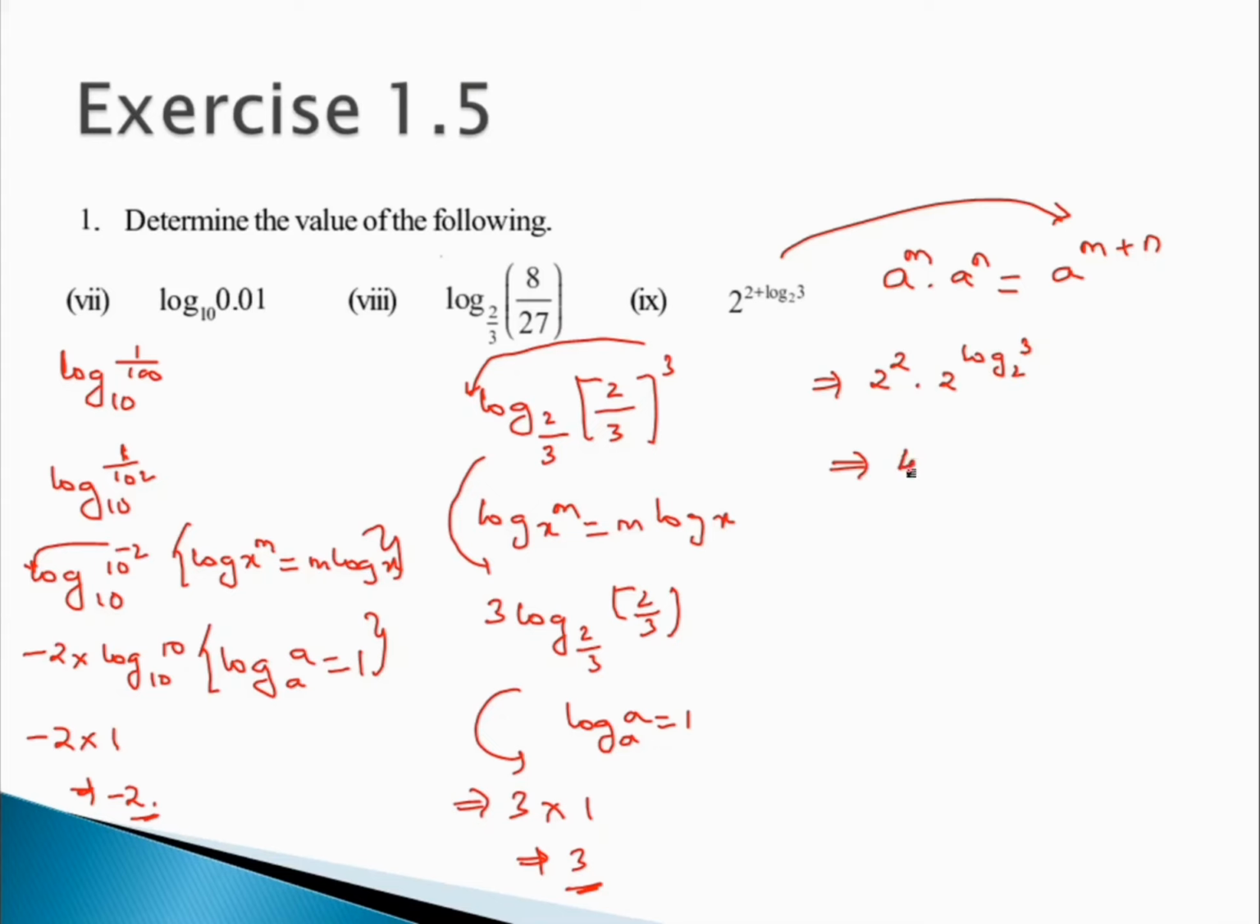So I can write this as 4 directly, and over here, if you are seeing a to the power of log a of n, we have a formula here: a to the power of log a of n is always only n. So in this scenario, the n value became 3. So 4 into 3 is 12, which is your required answer.